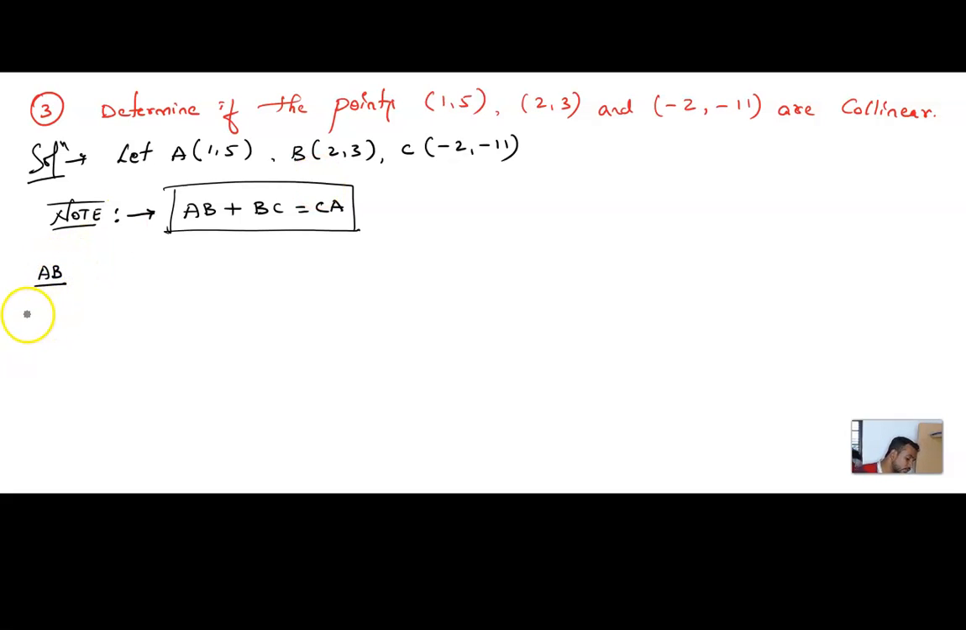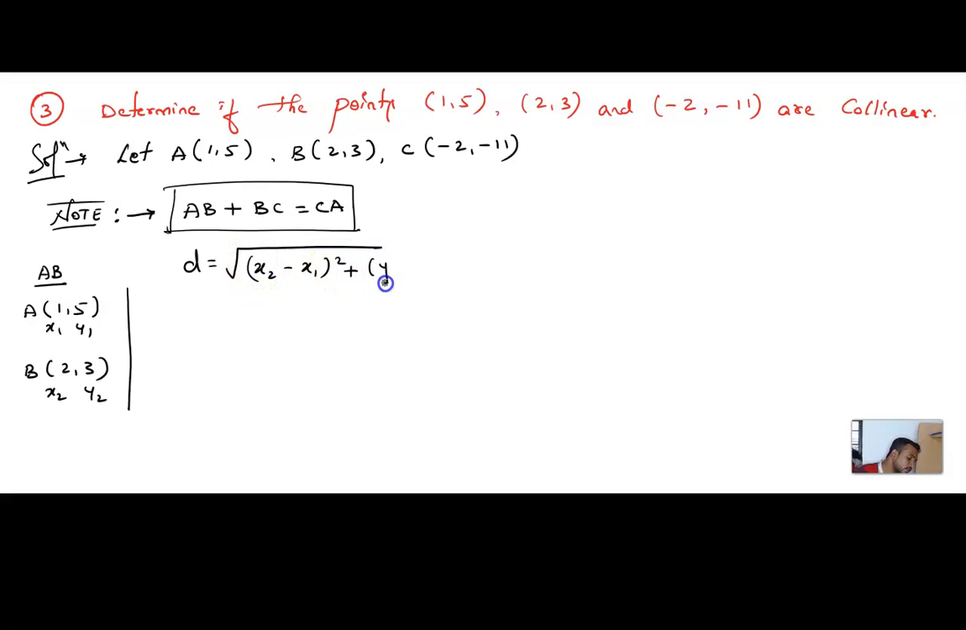Okay, let's find the distance between AB first. What is the coordinate of A? That is (1, 5). What is the coordinate of B? That is (2, 3). So this is x1, this is y1, this is x2 and this is y2. Now we are finding the distance between (1, 5) and (2, 3): x1 is 1, y1 is 5, x2 is 2, y2 is 3. Let me write the formula once. What is the distance formula? D is equal to root of (x2 minus x1) whole square plus (y2 minus y1) whole square. So this is our distance formula.